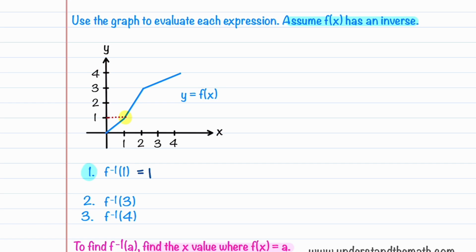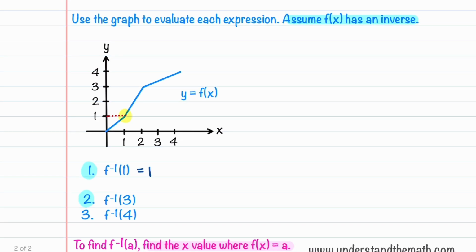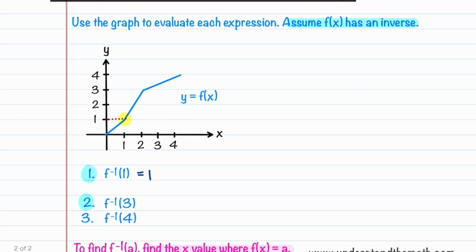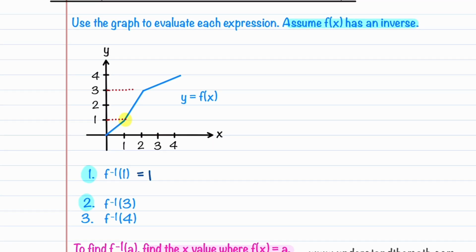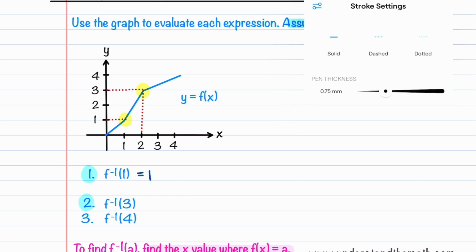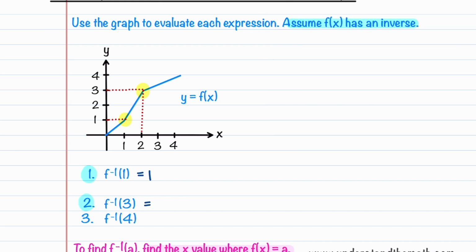Now let's look at our second example. We want to find f inverse of 3. So we want to find the x value where our function is equal to 3. So we go up here, we find that our y value is equal to 3, and we trace it over, and that's our point. And that point corresponds to an x value of 2. So f inverse of 3 is just equal to 2.